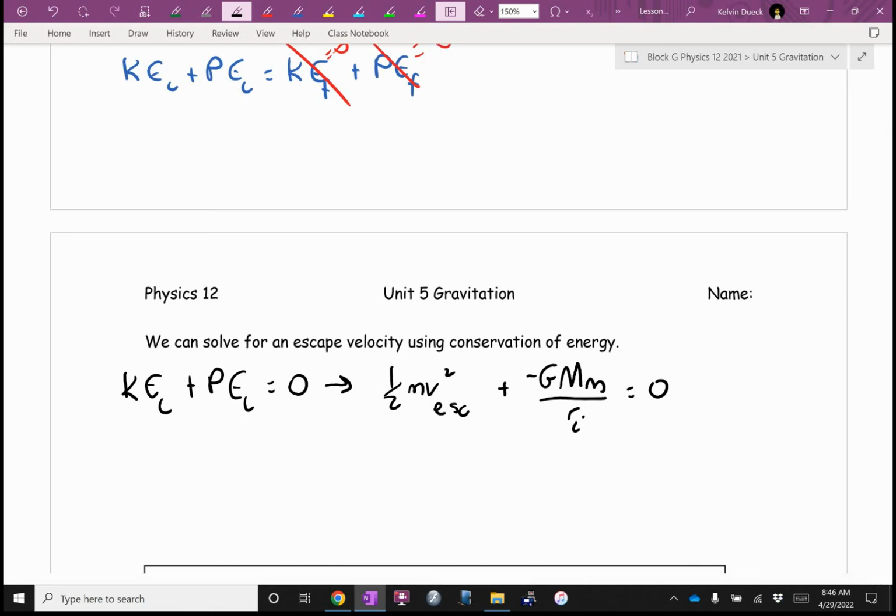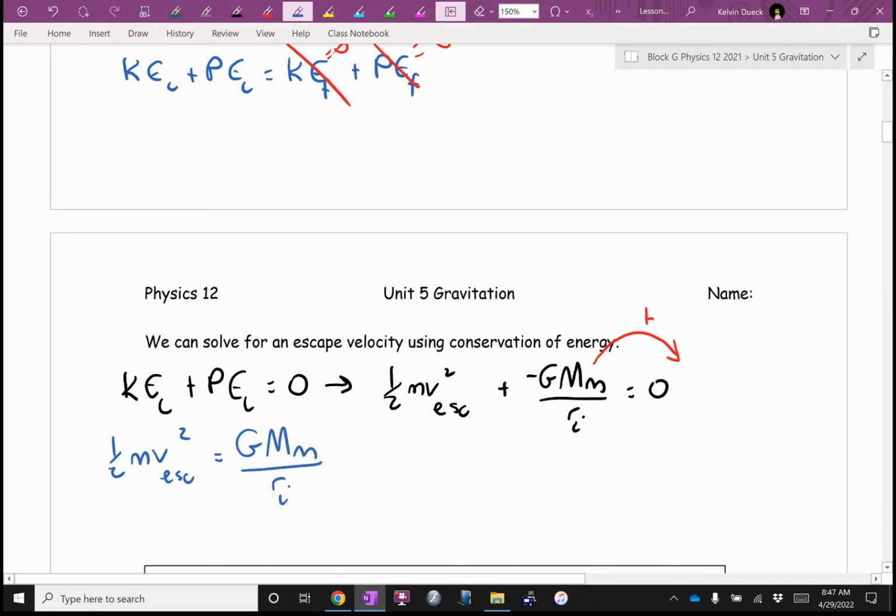You know what I would do next? I think, Zach, I would plus this negative onto the side of the zero. That gives me two positive expressions. So I would plus this over to there. That's going to give me a half little m escape speed squared equals positive big G, big M, little m over R initial. R initial is wherever you're starting in relation to the planet. Is the escape velocity for a small probe satellite the same as the escape velocity for a giant mega ship? Turns out it is. Little m cancels.